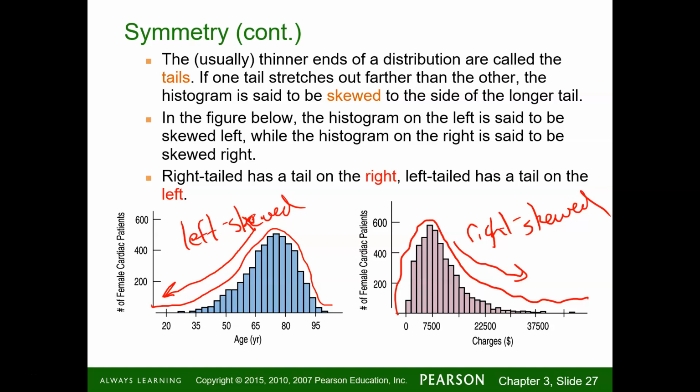So that's what a skewed graph looks like. It tends to dip down with a tail in one direction or the other. So right-tailed has a tail on the right. Left-tailed has a tail on the left. They can call it left-tailed or left-skewed, right-tailed or right-skewed. They mean the same thing.